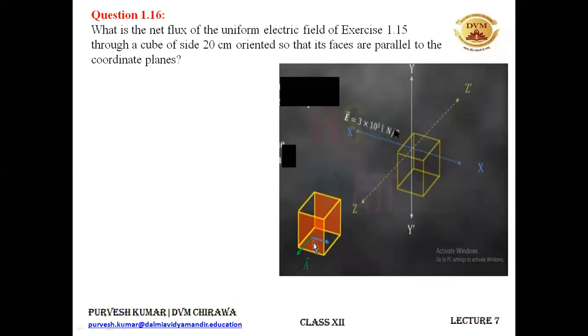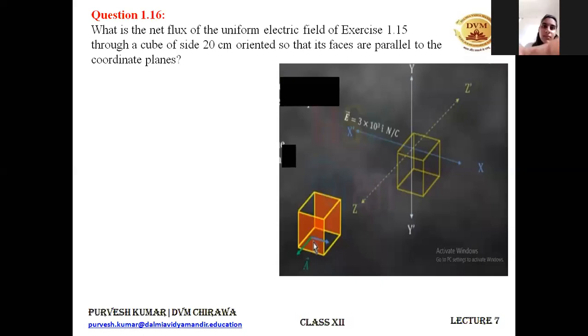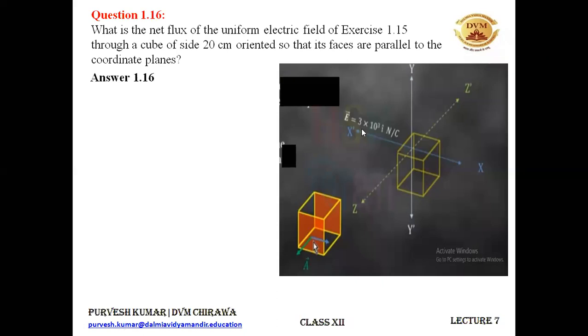It is not depending on some distance. One question we have done, in that we have seen that the electric field was depending on the distance. One problem example, I have solved it in some lecture. So in that, the electric field was depending on the distance, and that's why the flux was there. But in this case, the electric field is uniform. So all the electric field lines that are entering this surface will be coming out from this surface. So the net electric flux will be 0.